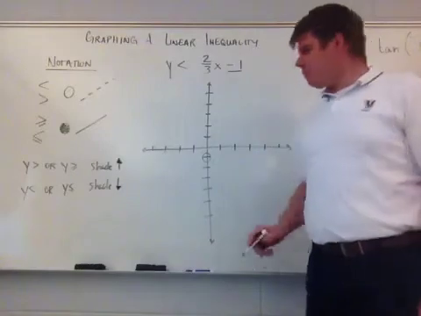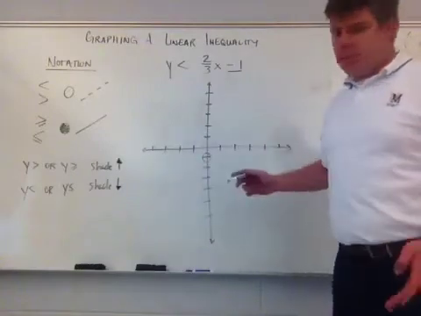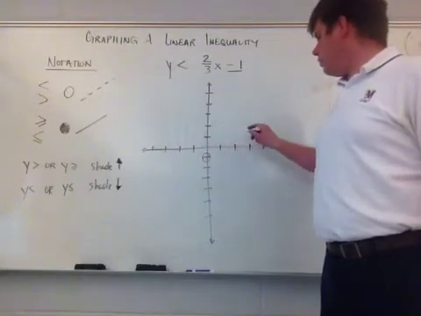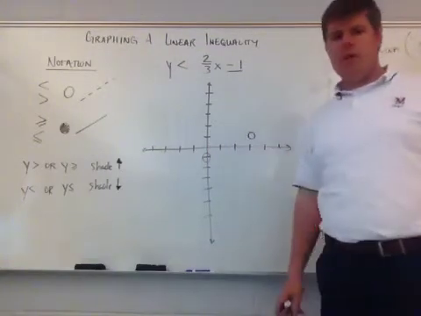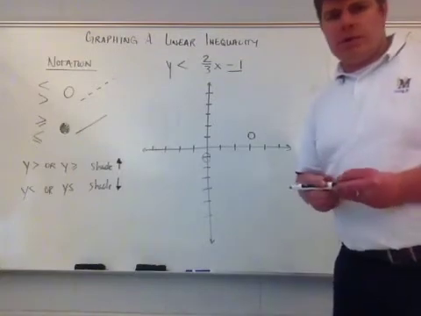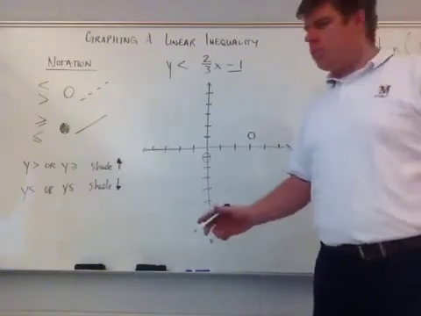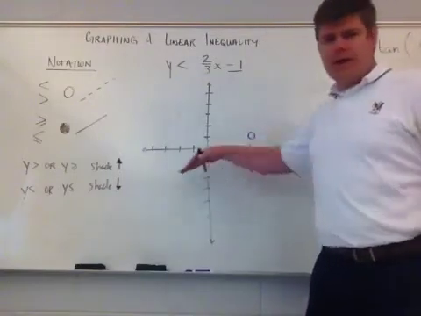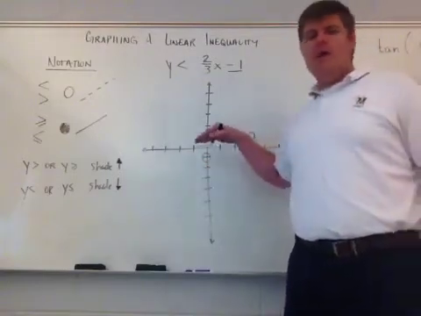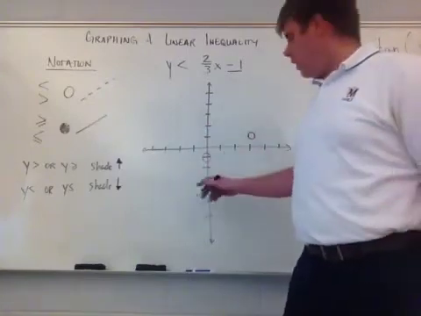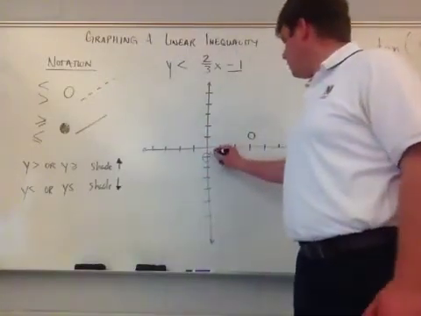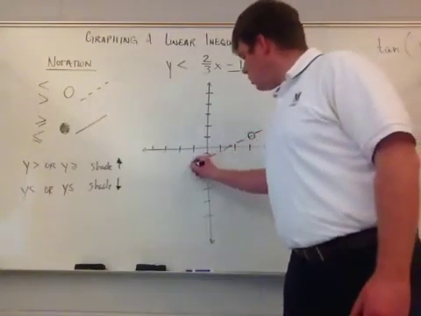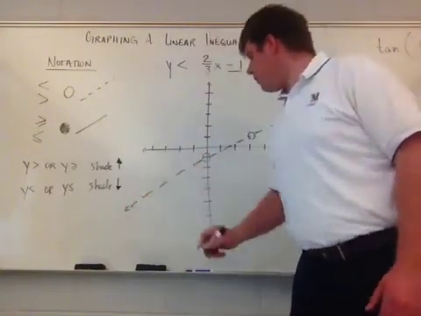I then use my slope like normal to keep my boundary line going: I go up 2, over 3, and put another open circle. Now, since I have open circles, I'm going to connect those two open circles with a dashed line, because these values can't exist on this actual line, but they're going to exist elsewhere. So I connect it with a dashed line. There's my dashed line.